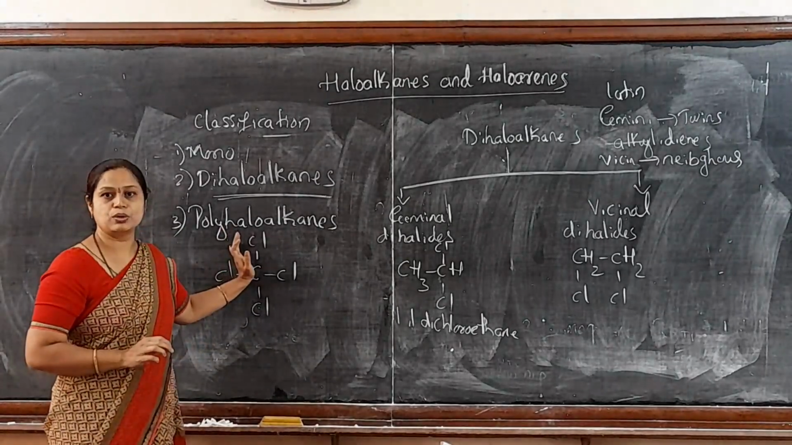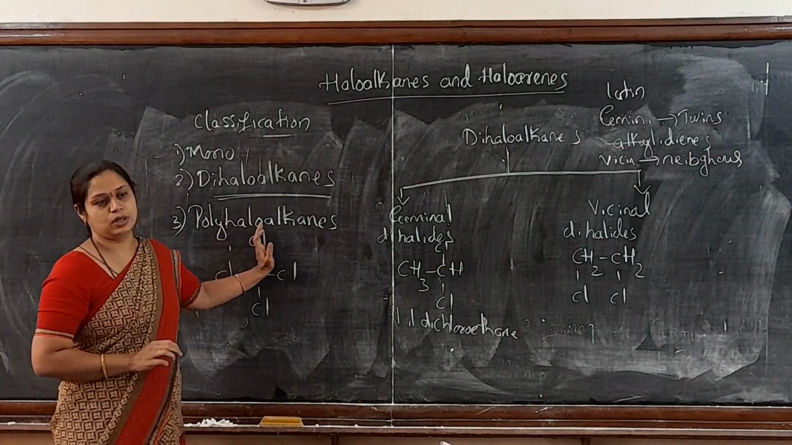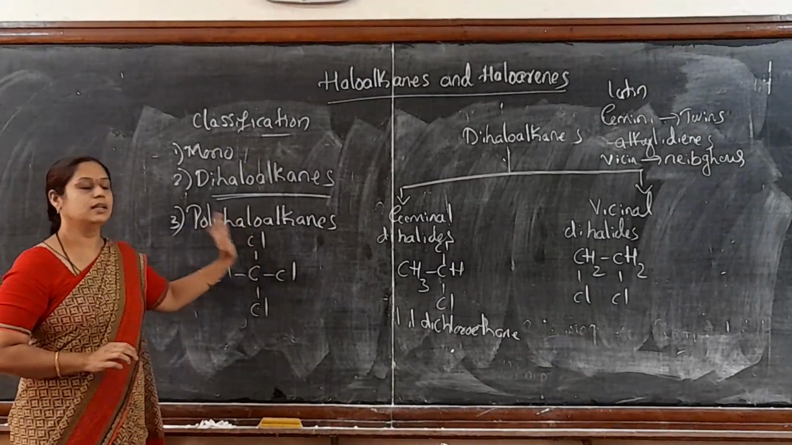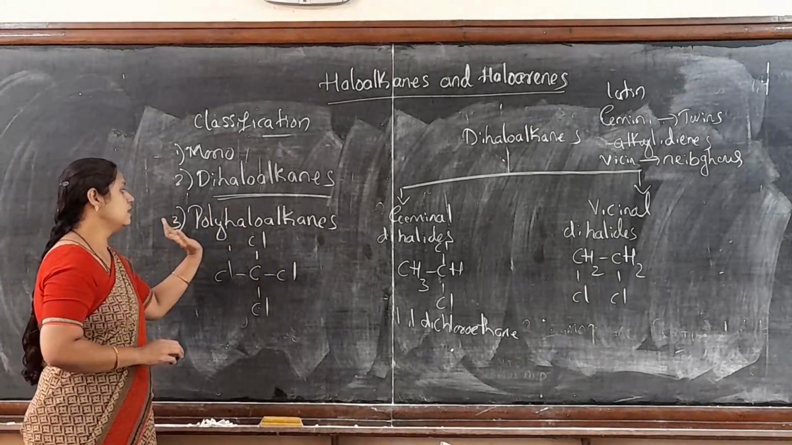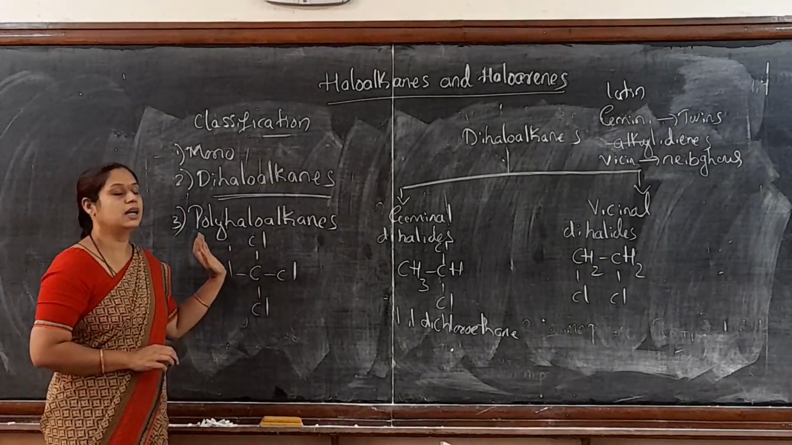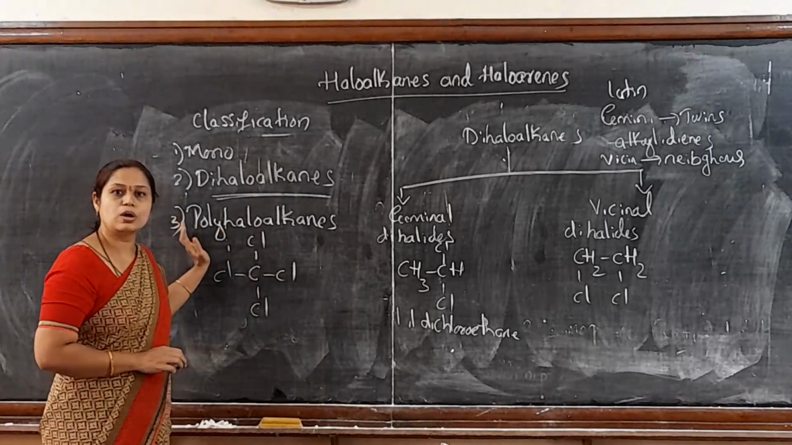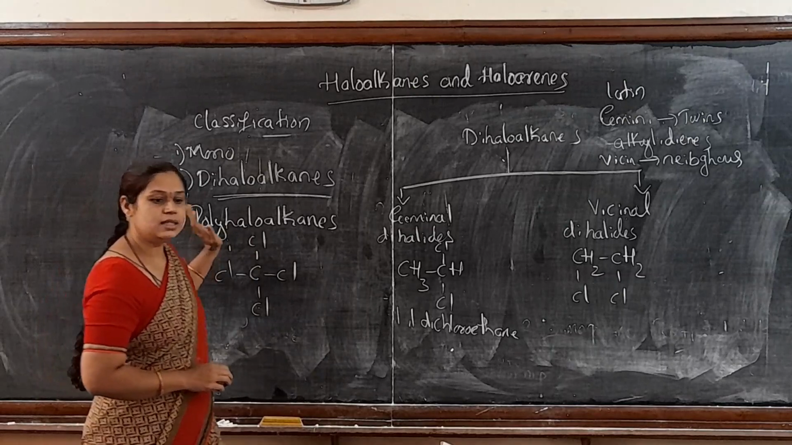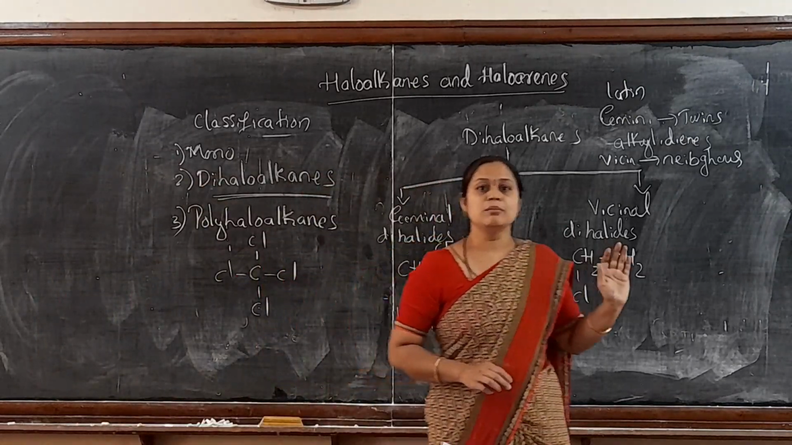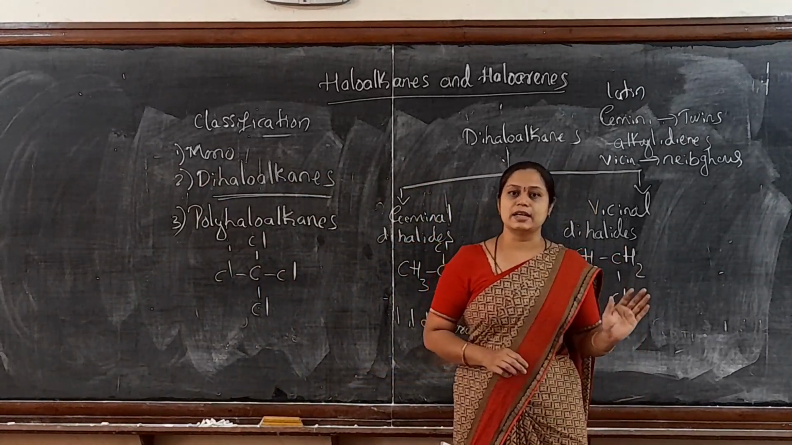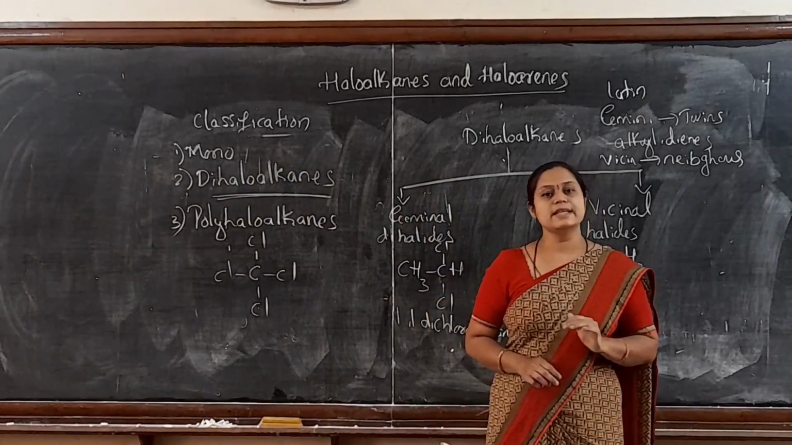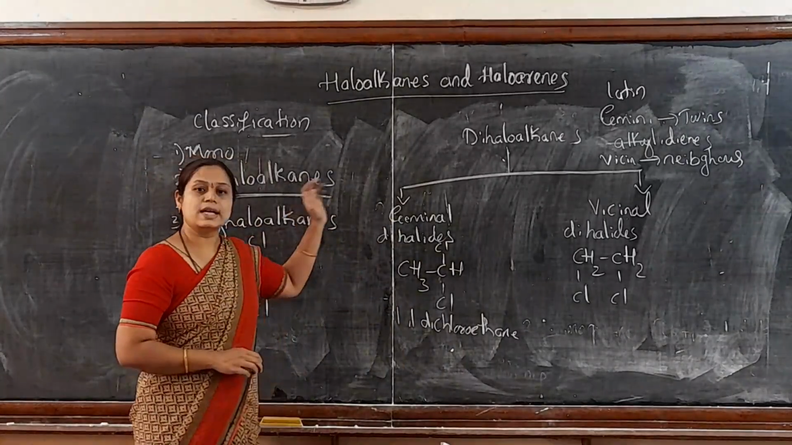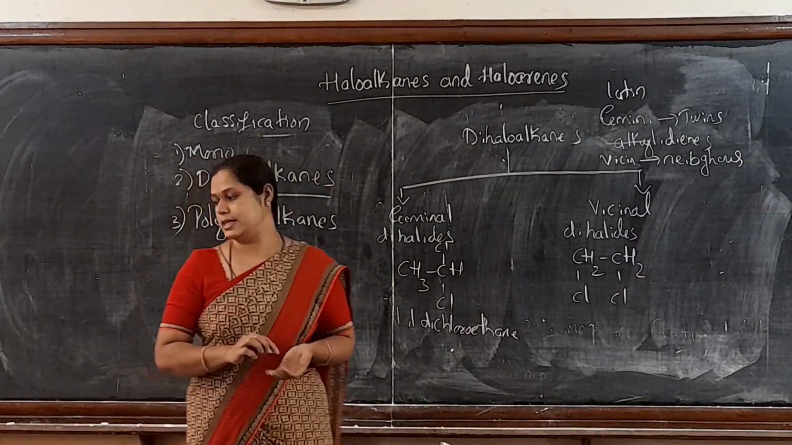If three halogen atoms are attached, then it is a trihaloalkane, then tetrahaloalkane. Like that, when we have more halogen atoms attached, we are going to call them polyhaloalkanes. So, this is based on the number of halogen atoms attached to the alkyl group. Next, we will see the classification based on hybridization.